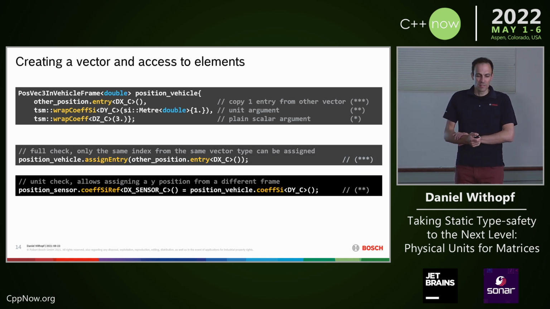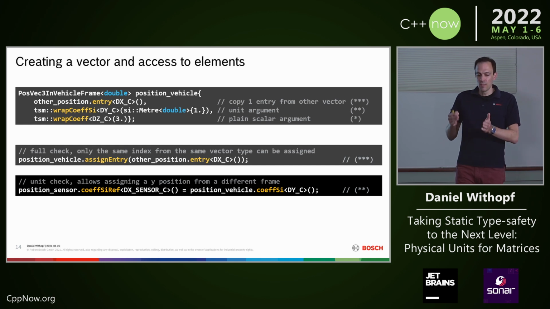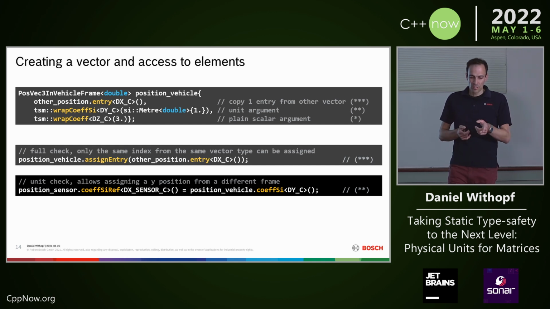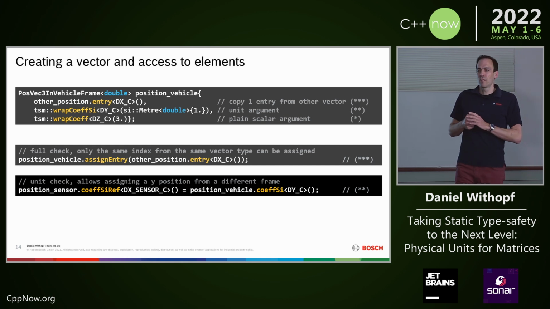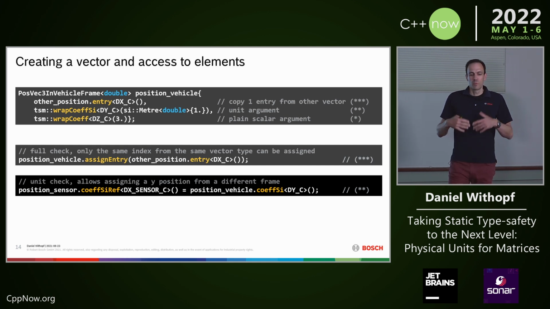The second version that's a little bit less type-safe is to use the coefficient si method for reading and coefficient si ref for writing. So here there's only a physical unit check, so it's possible to assign dy, the y position index in one frame, to the x position index in a different frame. And I should also mention why these are 2 methods, maybe you noticed. The one on the left-hand side returns a proxy type with an overloaded assignment operator because we're not actually storing physical units inside the vector or matrix. We're giving the impression to the user that it's part of the matrix so that we can have all the optimizations of the underlying linear algebra library available.